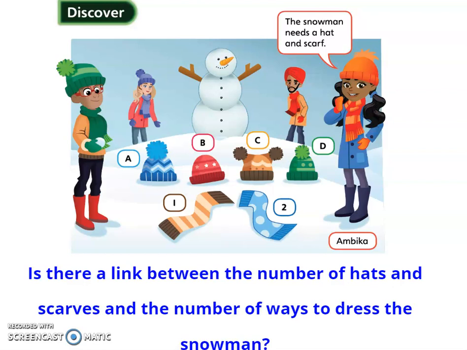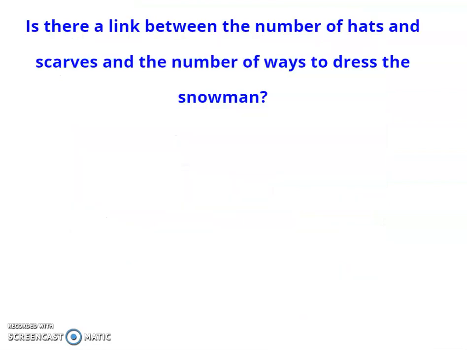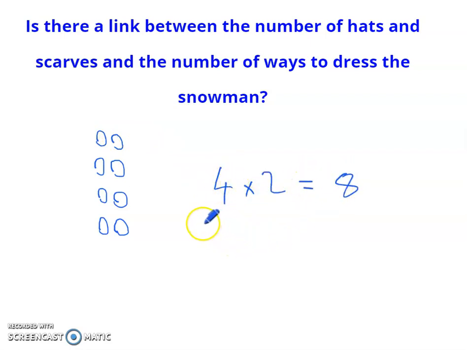So this links me to creating my own number sentence. So we can look at this as a number sentence now. If we take our idea of an array, 1 hat, 2 scarves, 2 hats, 2 scarves, 3 hats, 2 scarves, 4 hats, 2 scarves. We can see 1, 2, 3, 4 hats, 1, 2 scarves. So this gives me an answer of 4 times 2 equals 8. So 4 hats with 2 scarves gives me 8 different outfits that can be worn.